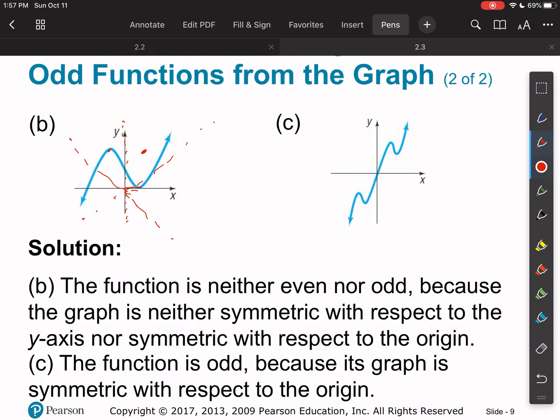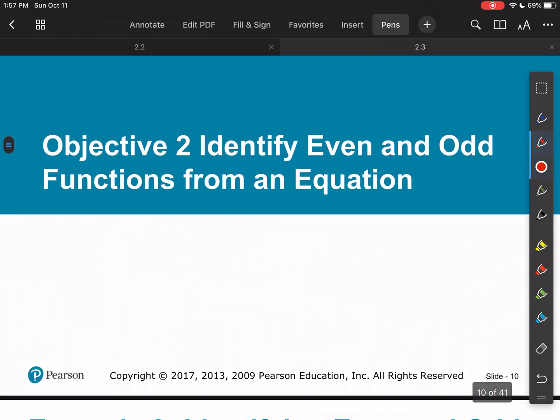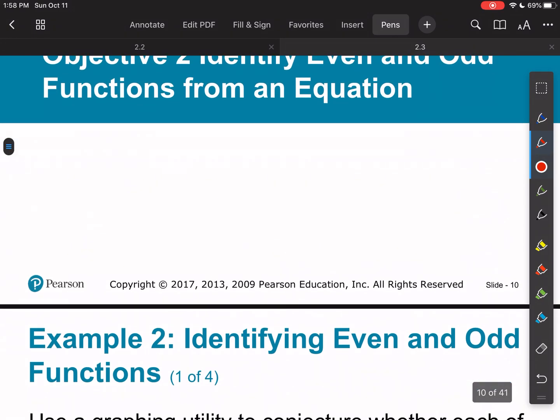But notice C. C is a little tricky, but not really. If you drew this dotted line through the origin here, notice we have a perfect reflection across that line. This is an example of an odd function. Okay, odd function.